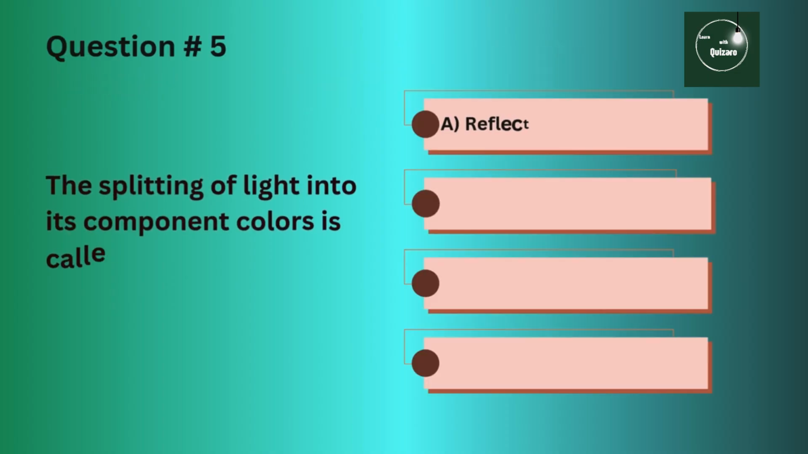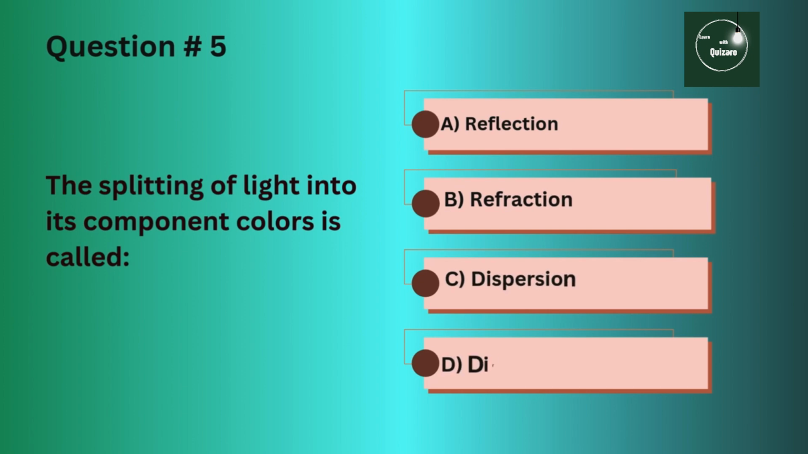Question number 5. The splitting of light into its component colors is called A. Reflection. B. Refraction. C. Dispersion. D. Diffraction.